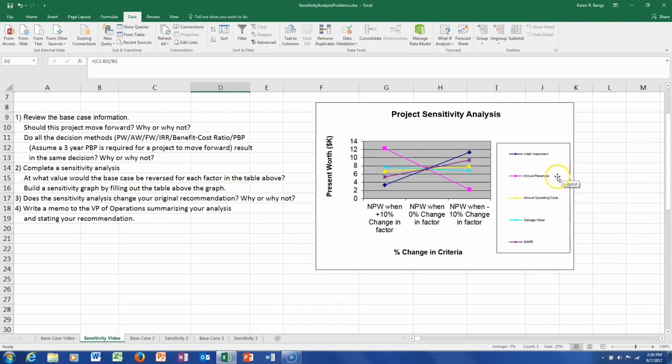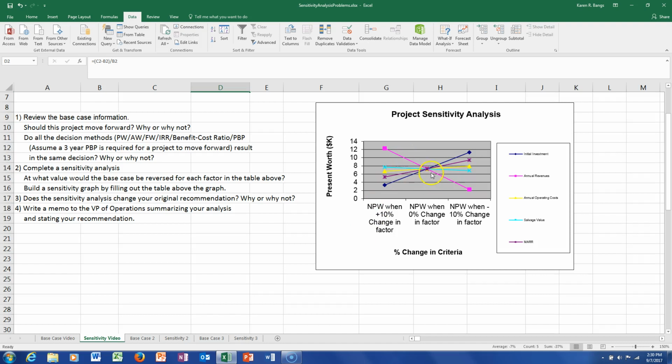So for annual revenues, you can see it just takes a little bit of a change in either direction. A small percent change makes a big change in what the net present worth is. Versus for salvage value, for example, I can change salvage value a whole bunch and my net present value of the project hardly changes at all. So it's very insensitive to changes in the salvage value. And again, that's determined by the slope of the line.